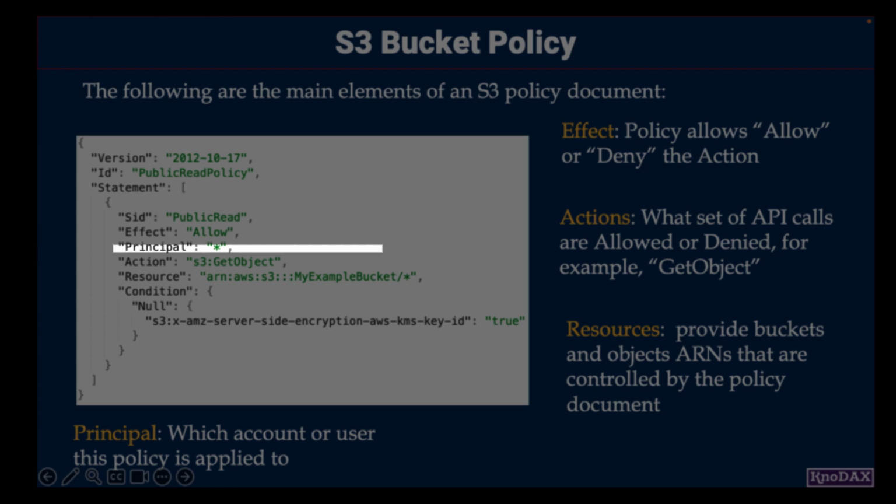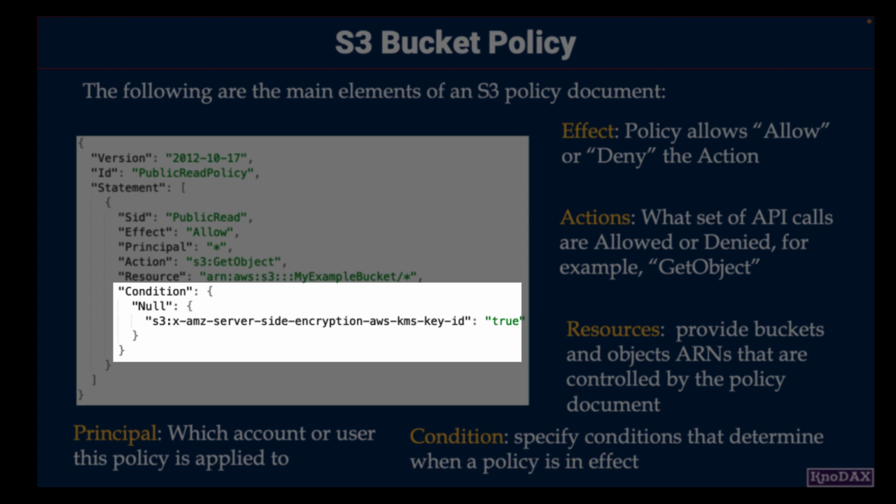Principal. For the principal element, we provide which account or user this policy is applied to. Condition. The condition element is used to specify conditions that determine when a policy is in effect. Use a null condition operator to check if a condition key is absent at the time of authorization. For example, this condition checks for a missing header.